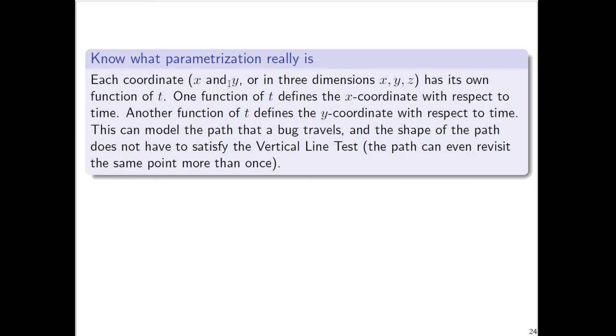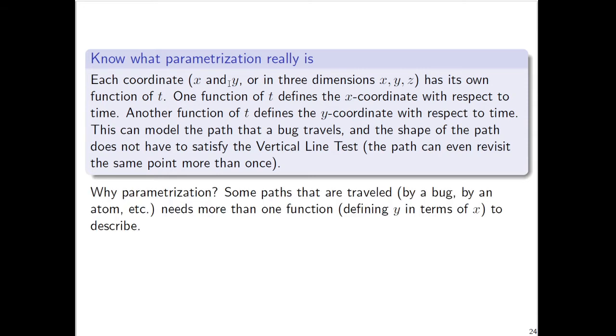This can model the path that a bug travels. The shape of the path does not have to pass the vertical line test. The path can even completely revisit the same point more than once. Why talk about parameterization? Well, it's because some paths that are traveled by a bug or by an atom or whatever need more than one function.